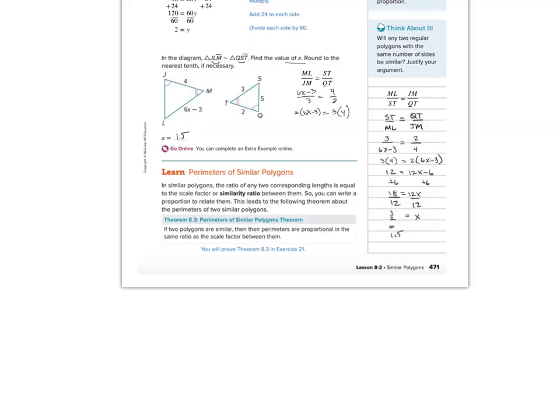Let's see here. Similarity for perimeter. If two polygons are similar, then their perimeters are proportional also. So not only their side lengths, those values, but you can assume their perimeter is proportional because it's linear. We're just adding the lines up.